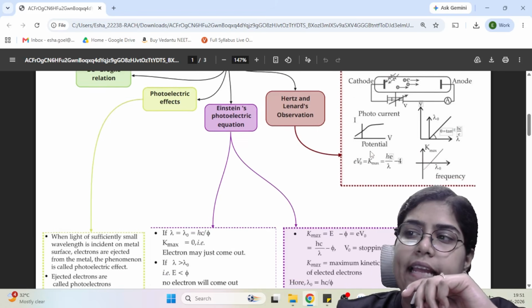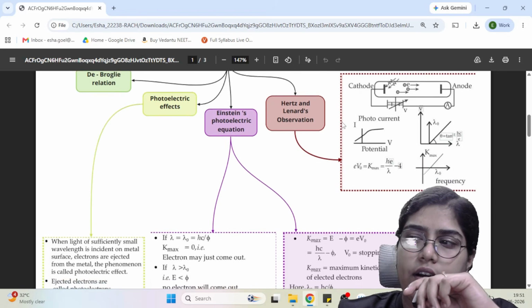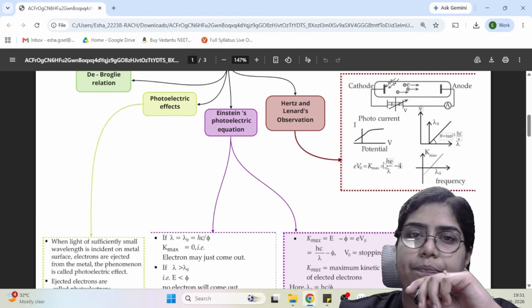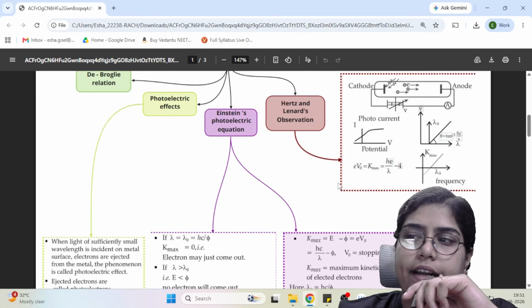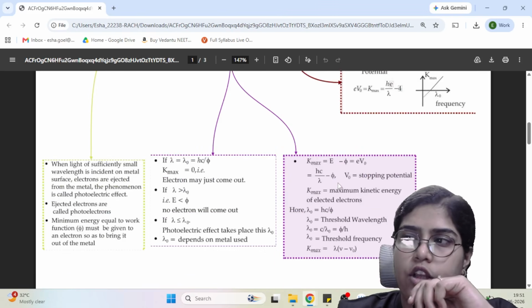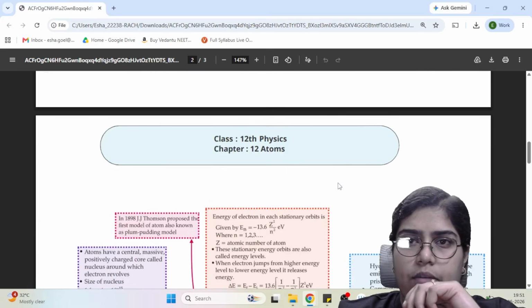These are just the rearrangement of the above formula. Then there were three most important graphs which you need to remember, which are mentioned on the screen: photocurrent versus potential, potential versus wavelength, and maximum kinetic energy versus frequency. So this was all about dual nature.